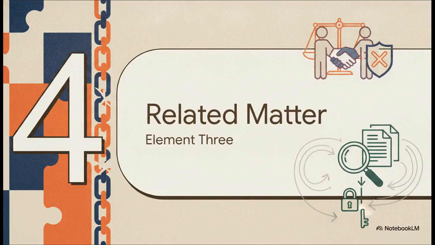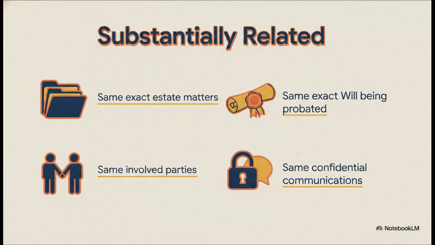Okay, element 3, related matter. So we have a former relationship, and we have adversity. The final hurdle is proving the new case is a substantially related matter, meaning confidential info could be unfairly used. The evidence here is arguably the strongest variant you could possibly have. Why? Because it's literally the exact same estate, the Parks estate and the Fitchhugh estate. We're talking the exact same will, the exact same involved parties, and the same confidential communications.